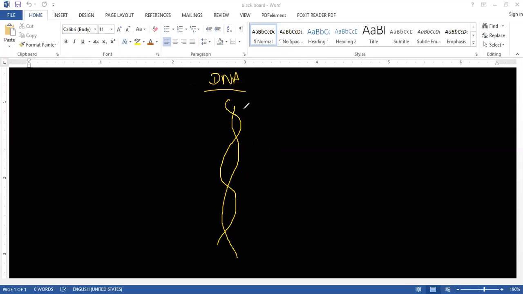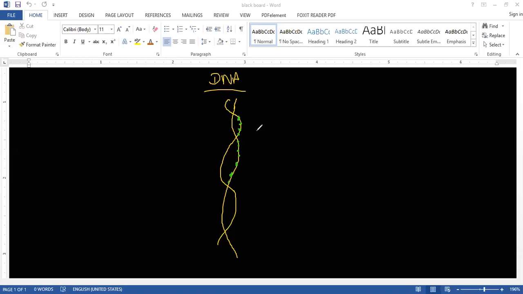It looks like a double helix structure. In the double helix structure, you can find these nucleotides: ribonucleotide, deoxyribonucleotide. And these green colors are what? Deoxyribonucleotide. So every green color is what?